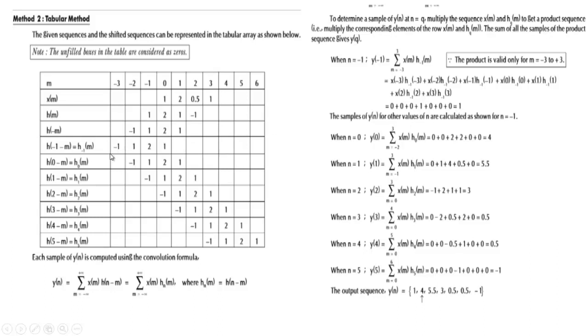Okay, so the second sequence, that is for n is equal to 0, which is h of 0 minus m, which is nothing but h0 of m. So here we will do the same thing, 0 into 0, so all values over here are 0, only we will be having 2 into 1 is 2 plus 2 into 1 is 2, that is you will be having answer equal to 4. So all the remaining values here are calculated in the same manner. So this is your tabular method of linear convolution.